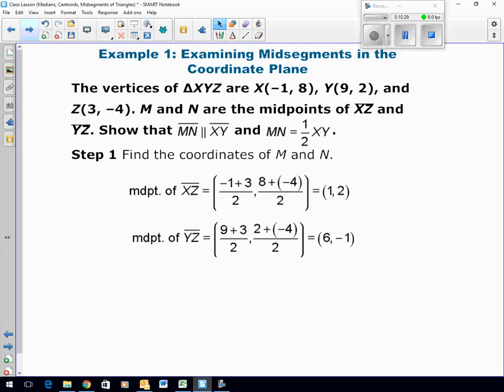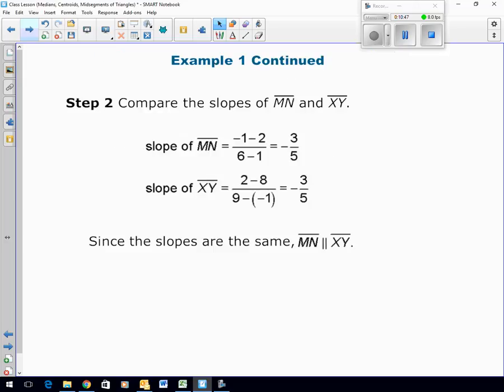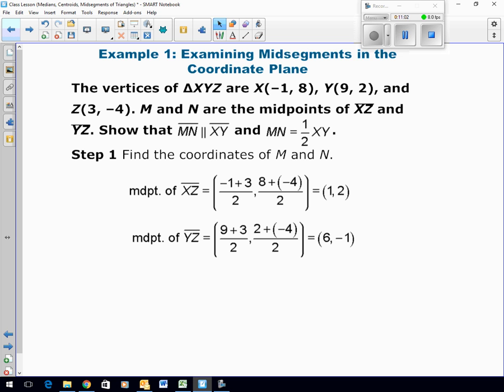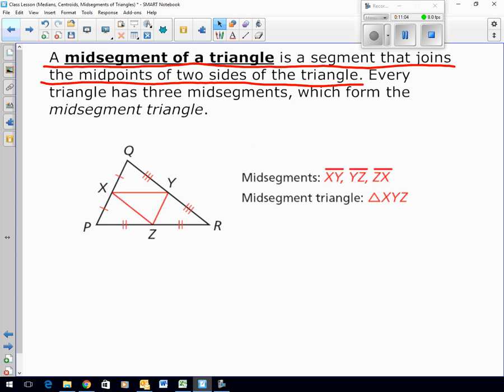Okay. I'm going to fly through this part because I'm not going to do any coordinate points with you, but this would show you how to do it. We could start off by doing coordinate points. We can find the midpoint using the midpoint formula. Once we found the midpoints, we could examine the slopes. If the slopes are the same, then the lines would be parallel. And then we would find the height. Let me show you this example back here.